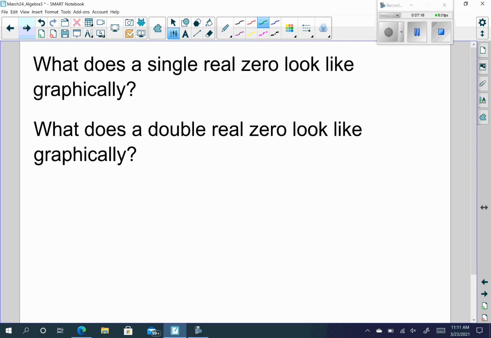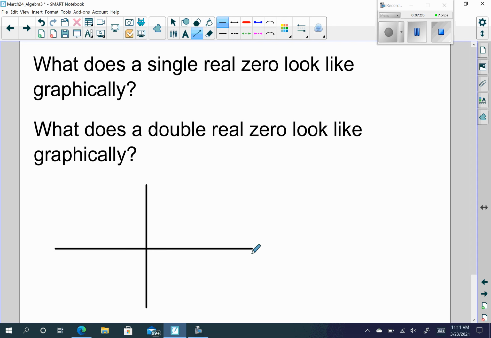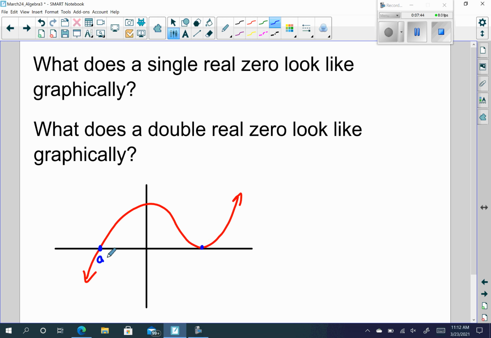All right, next what I want to take a look at is the difference between a single real 0 and a double real 0. So we're just going to make a little sketch here. And I want you to think about them, hopefully what you can remember from last year. I'm going to draw something that looks like this. And I'm going to put a point here, and I'm going to put a point here. So that might help you remember. Which of these, I'll call this x equals a and x equals b, would be the single 0? What would be the double 0?